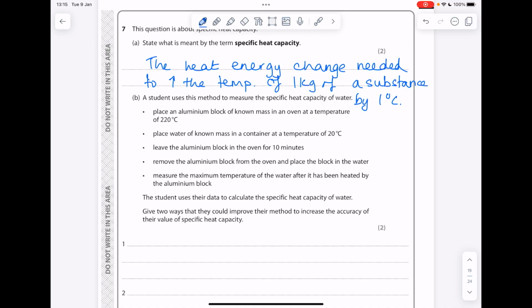A student uses this method to measure the specific heat capacity of water. Place an aluminium block of known mass in an oven at a temperature of 220 degrees. Place water of a known mass in a container at 20 degrees. Leave the aluminium block in the oven for 10 minutes. Remove the aluminium block and place the block in the water. Measure the maximum temperature of the water after it's been heated by the aluminium block. The student uses their data to calculate the specific heat capacity of water. Give 2 ways that they can improve their method to increase the accuracy of their value of specific heat capacity.